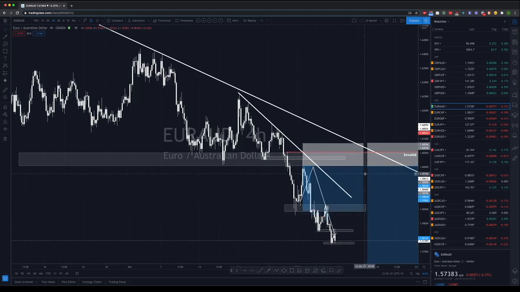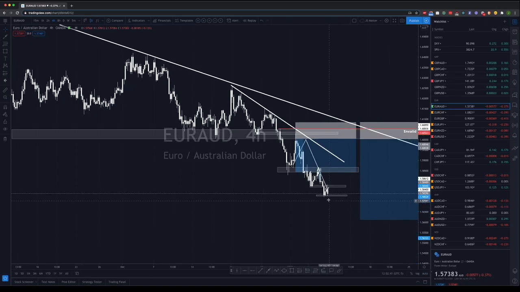So yeah, I'll be keeping an eye on this. But for further re-entries, if I was looking for trades on this pair, it will be a break of this level, come back up, retest it, and then look for shorts, right?